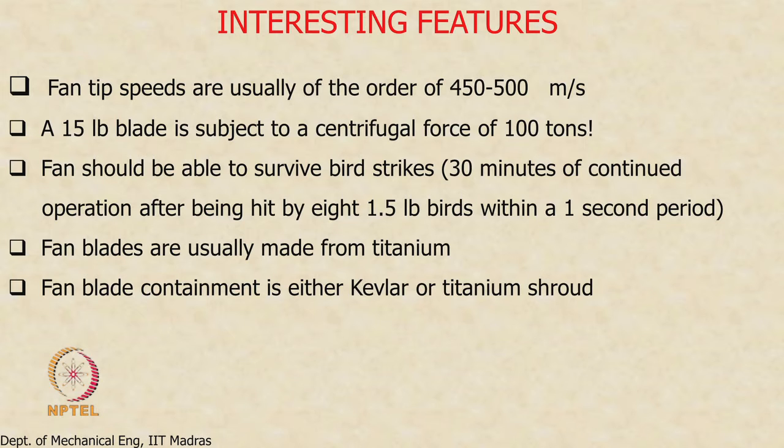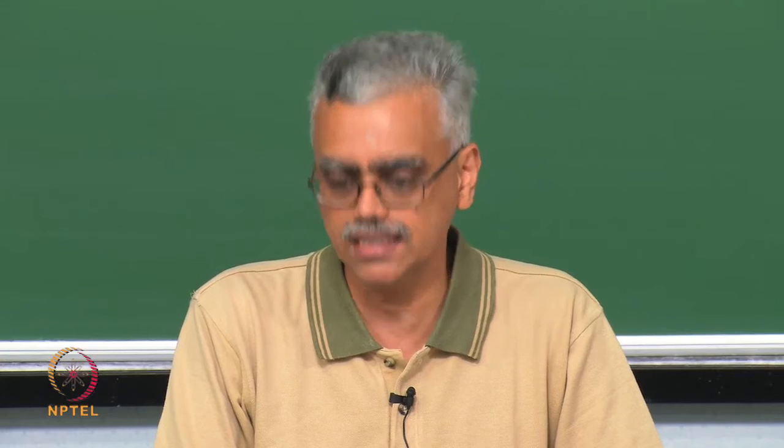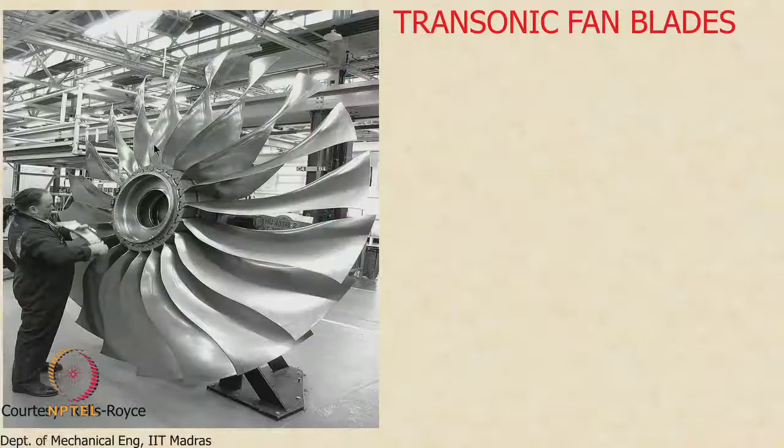Some of the requirements of the blade, as you can see from here, are very challenging. The tip speeds are typically of the order of about 450 to 500 meter per second, and so the relative Mach number approaching the fan blade will be in the range of 1.6 to 1.7. What is probably the most challenging aspect from a structural perspective is the fan blade itself, which incidentally looks like this. Each turbofan engine will probably have about 20 to 25 such blades.